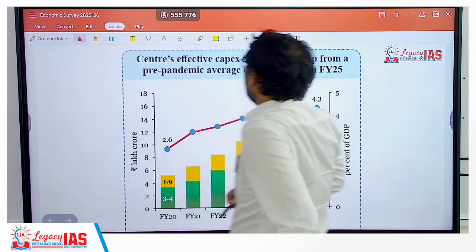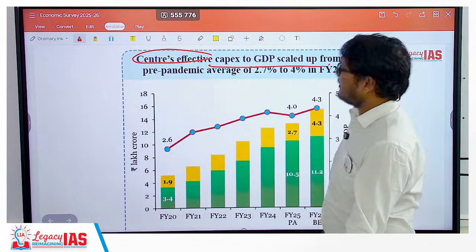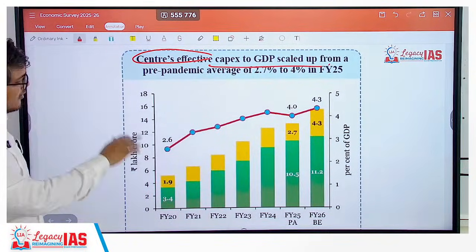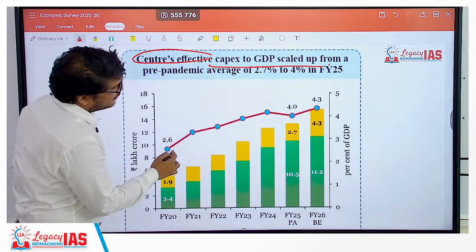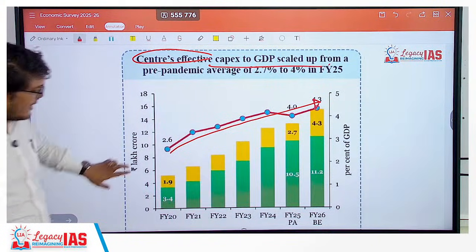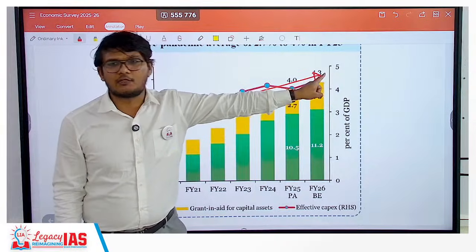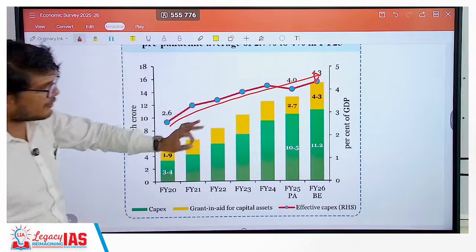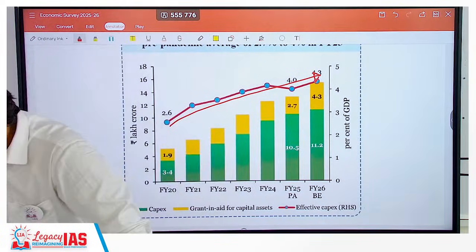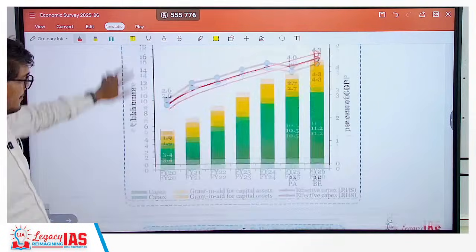Next is the center's effective capex to GDP, which has scaled. Capex means capital expenditure. So this graph basically shows a continuous increase in capital expenditure as a percentage of GDP. The country was spending around 2.6% of GDP as capital expenditure. Now that has increased to 4.3%, which is a good thing, because when you do capital expenditure, it creates assets for you, which is basically going to help you generate more revenue in the future.